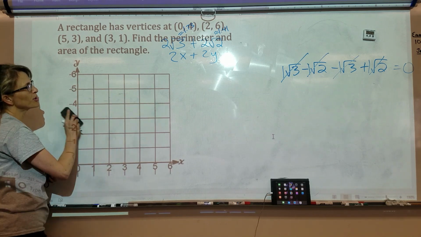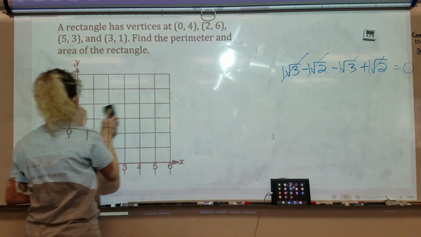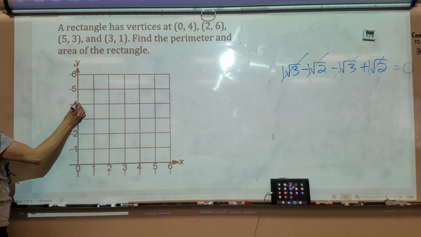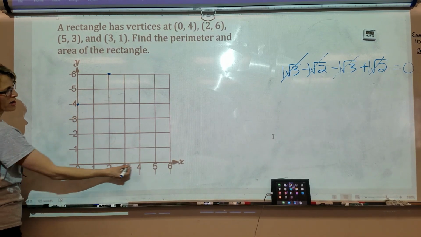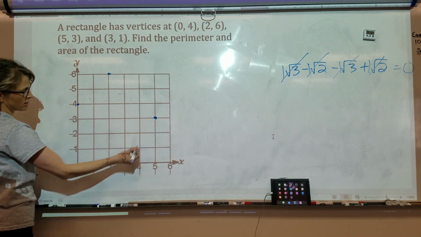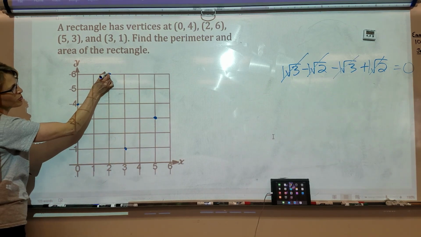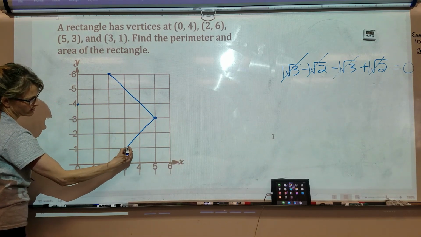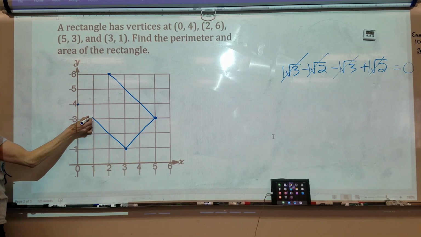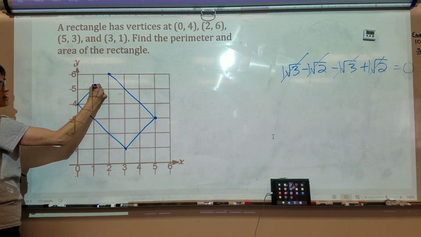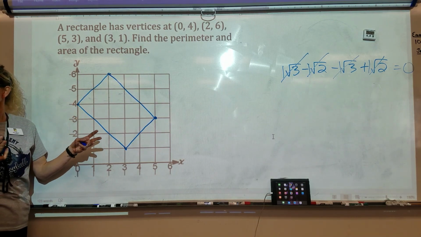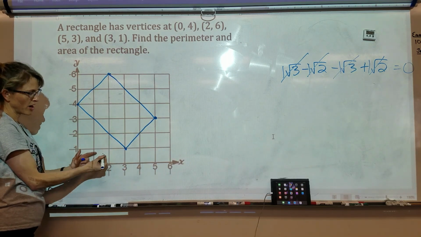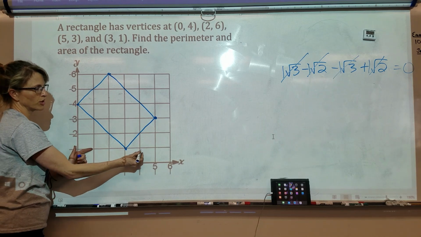All right, so now we're going to do some graphical measuring. So let's graph these points: 0, 4, 2, 6, 5, 3, 3, 1. This is super cool because we haven't done one of these twisted rectangles yet till now. The question is, find the perimeter and area of this. But so far up to this point, we've taken rectangles that were all parallel and perpendicular.